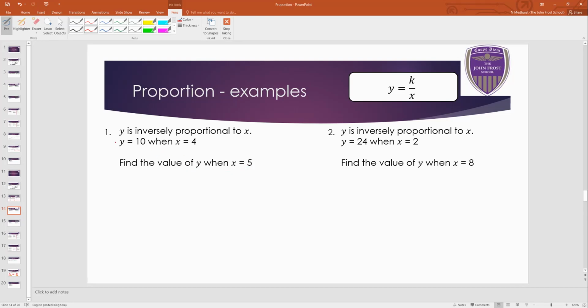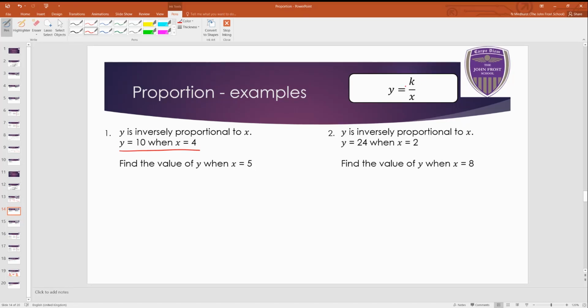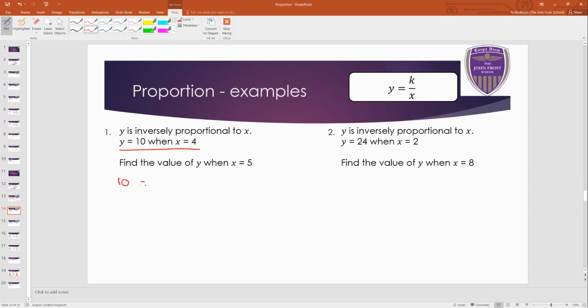Well, before we can do that, we have to use this information and work out our constant k. So if y equals k over x, let's substitute in what we know. We know that y equals 10, and we know that x equals 4. So 10 equals k over 4. If we want to solve for k now, we do the opposite of dividing by 4, which is to times by 4. So k equals 10 times 4, which is 40. So we now know that k equals 40.